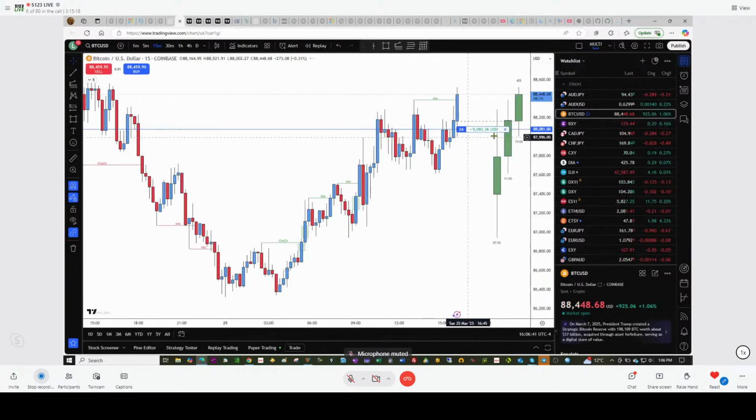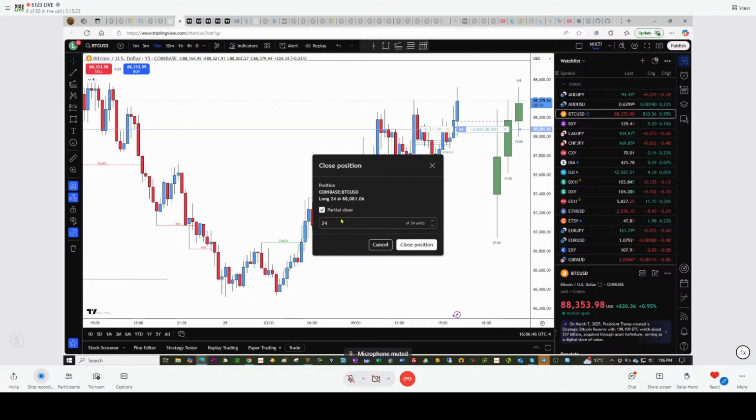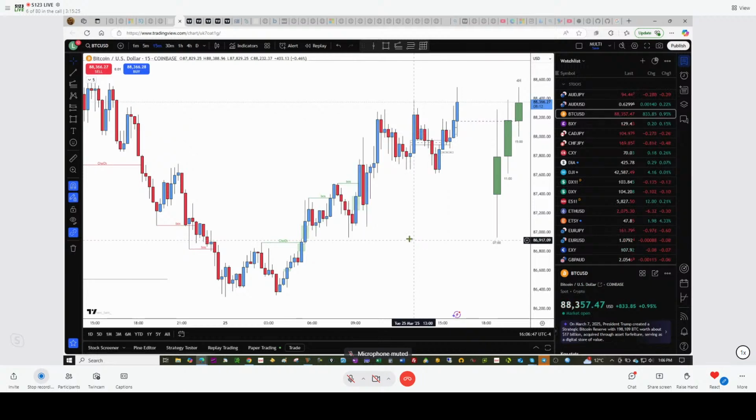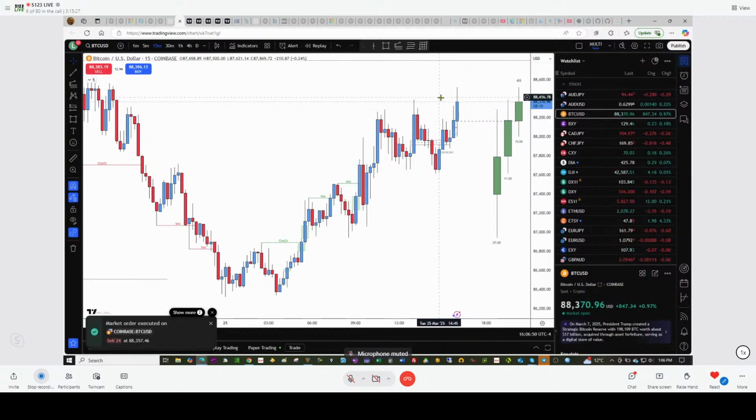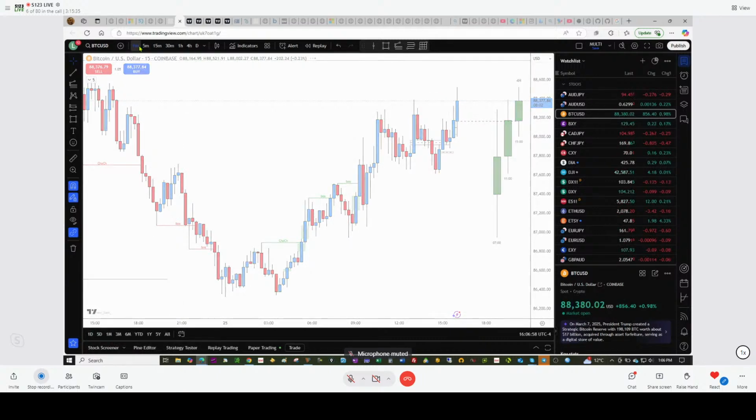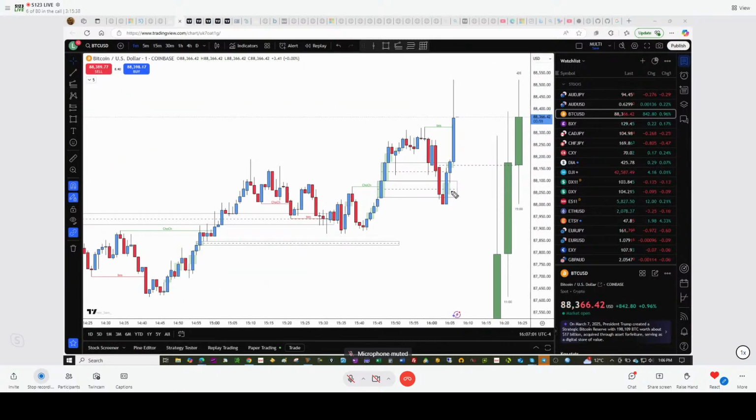So I just jumped back into Bitcoin and I'm making a killing here on Bitcoin. So I'm going to take some. I'm going to close the position. Actually, that's a nice profit there, almost $9,000 profit right there. So I jumped back in on that pullback, jumped back in right in there and caught this move.